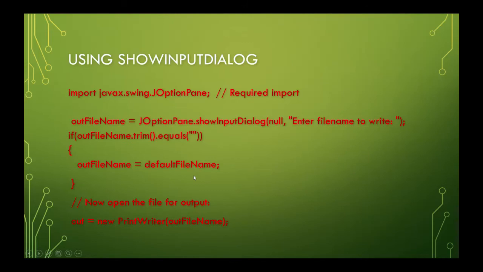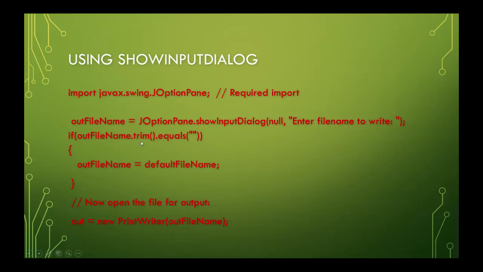Okay, let's look at the code here, and then in a second we'll go to NetBeans. So we have to import the JOptionPane library. It's part of Swing. And then this command will go ahead and display the dialog, and it'll collect the input. Now, out file name has to be a string, so that's something we'll see in a minute, that this input dialog only reads strings.